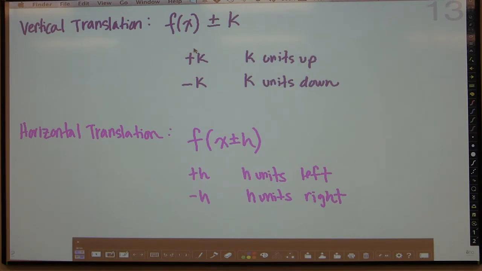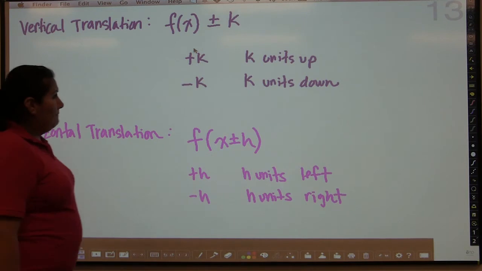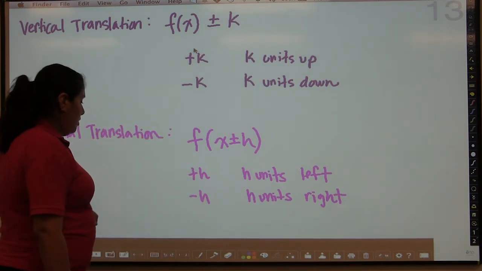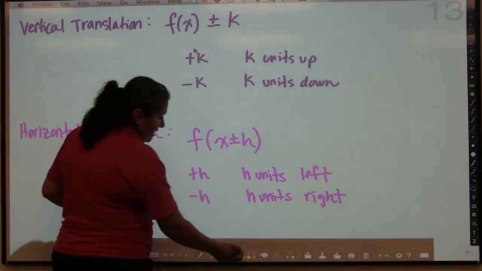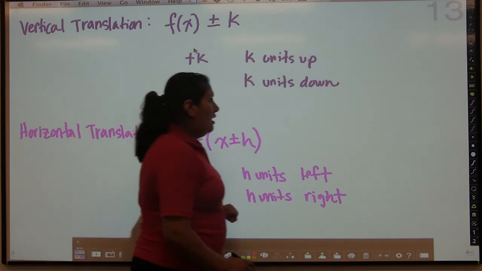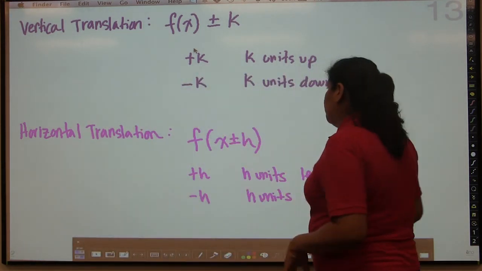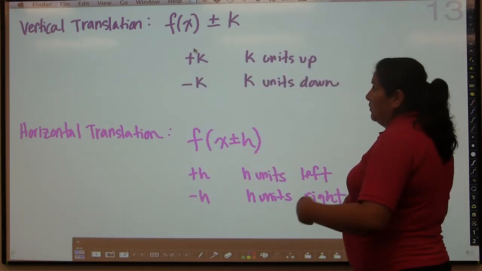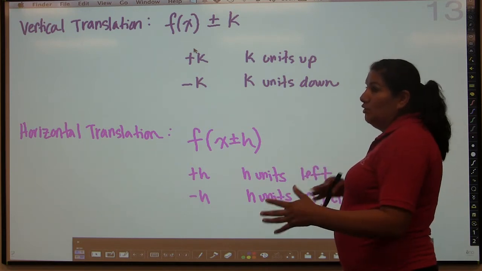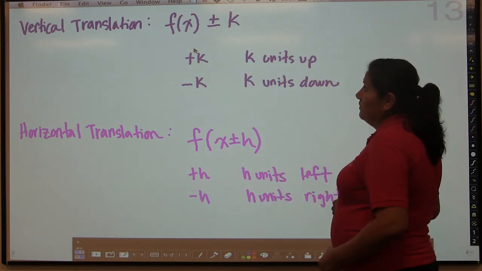We have a couple of different types of transformations. The first is what we call a translation, and we have vertical translations and horizontal translations. So this is a generic way for you to remember what it looks like, but I just want to remind you that this is the case for absolute values and quadratics, and even beyond. As the year progresses and we learn new functions, this will always be true.